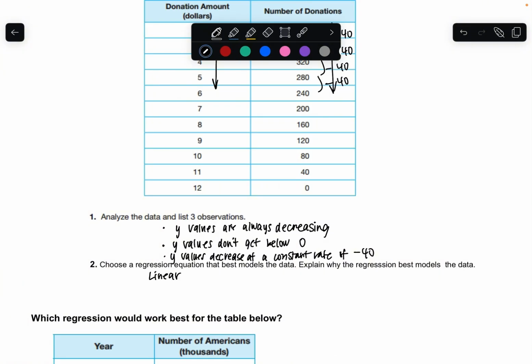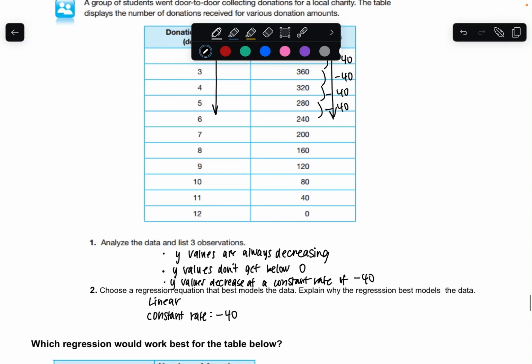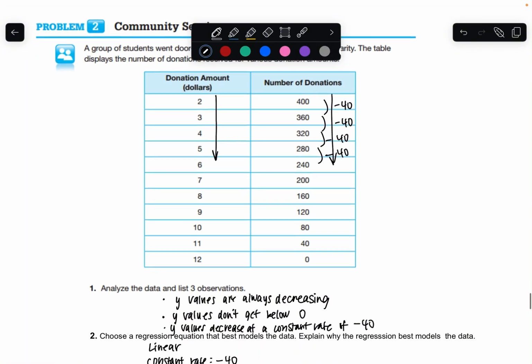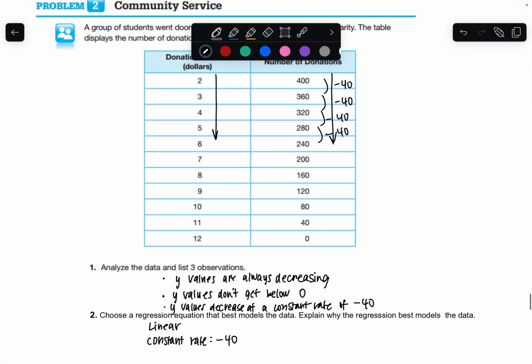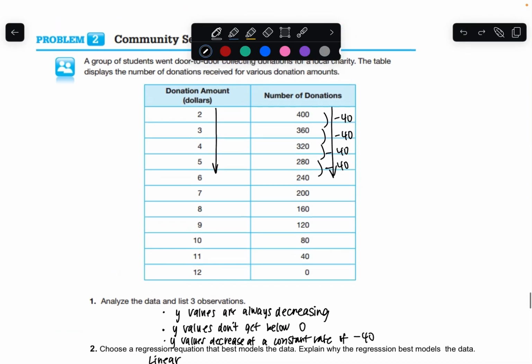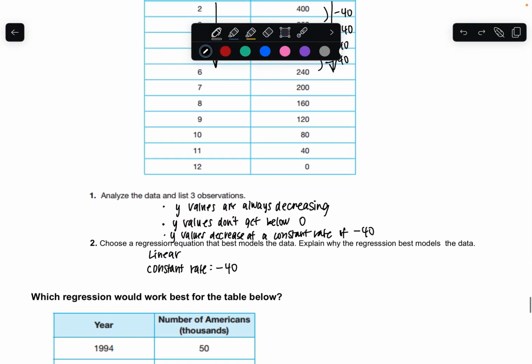It says explain why the regression models the data, because we have a constant rate. Okay, and so the reason why it's not going below 0 is because this is a real life application and we're not going to have negative number of donations. But usually when you see that, you would think exponential because it has the asymptote, but the constant rate gives away that it is linear. Our x's are going up by 1 and then our y's are going down by 40.